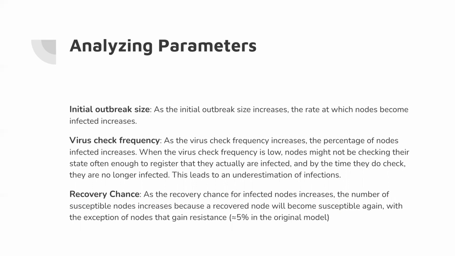When the virus check frequency is low, nodes might not be checking their state often enough to register that they're actually infected. And by the time they do check, they're no longer infected. So this leads to an underestimation of infections, whereby increasing the intervals at which they check leads to a more accurate picture of the infection rate.